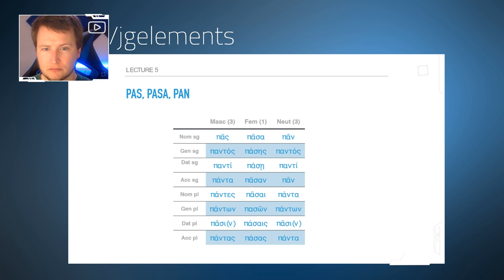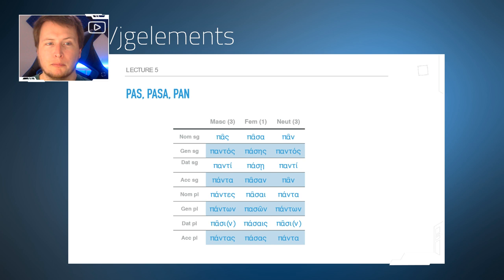Now, in the feminine, the stem is πασα. But we have the other noun rule with the alpha eta shift. So πᾶσα, πάσης. It shifts in the genitive singular and dative singular. Πάσης and πάσῃ. But then it goes back to alpha in the accusative singular. Πᾶσαν. Now the nominative plural continues with the alpha, πᾶσαι, genitive plural πασῶν, and then the dative plural πάσαις, and accusative plural πάσας. Okay? So that's your feminine first declension of πᾶς.